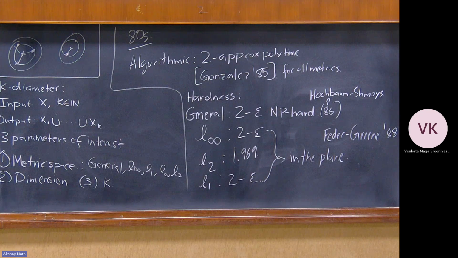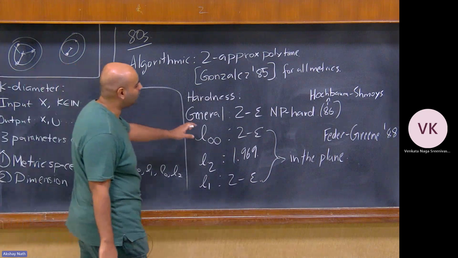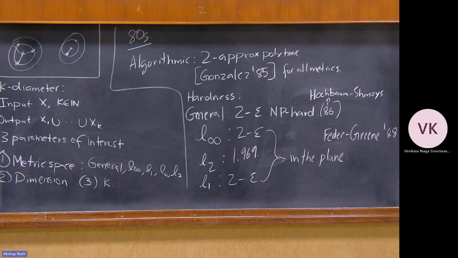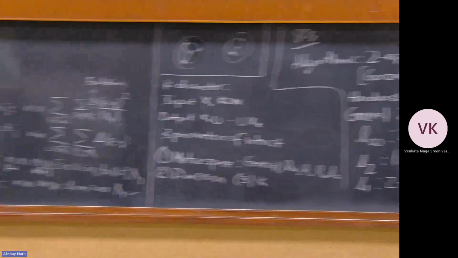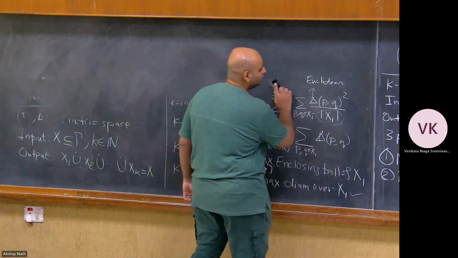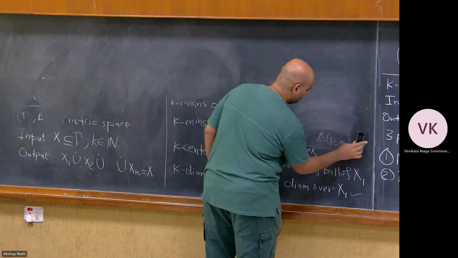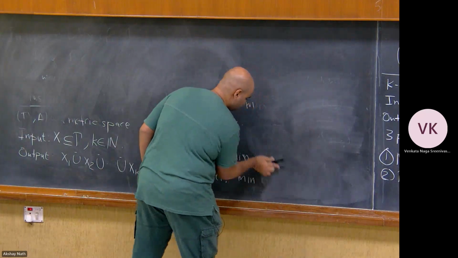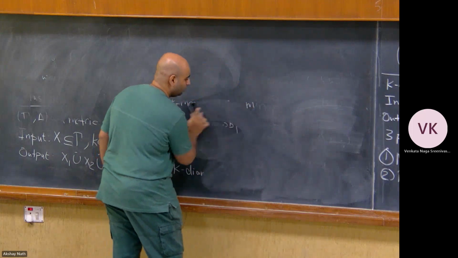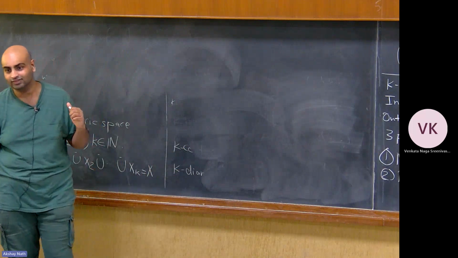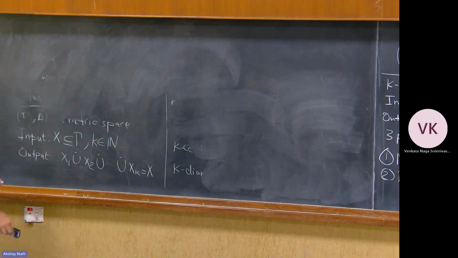Right. So all of these hardness results hold when k is part of the input, typically linear in the number of points, so each of your clusters is of size like 2 or 3. That's the title of the talk. Oh, right. So a few clusters.